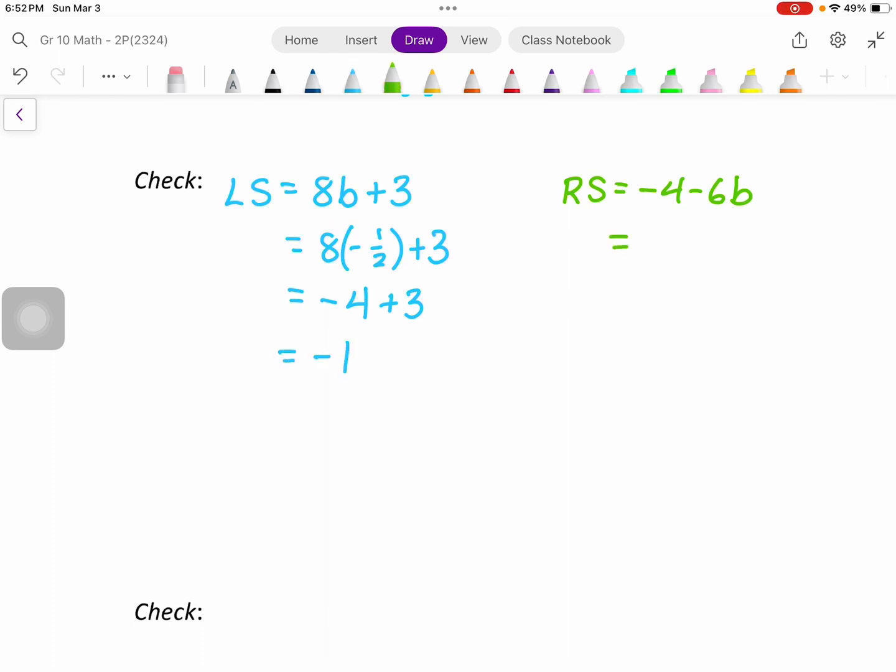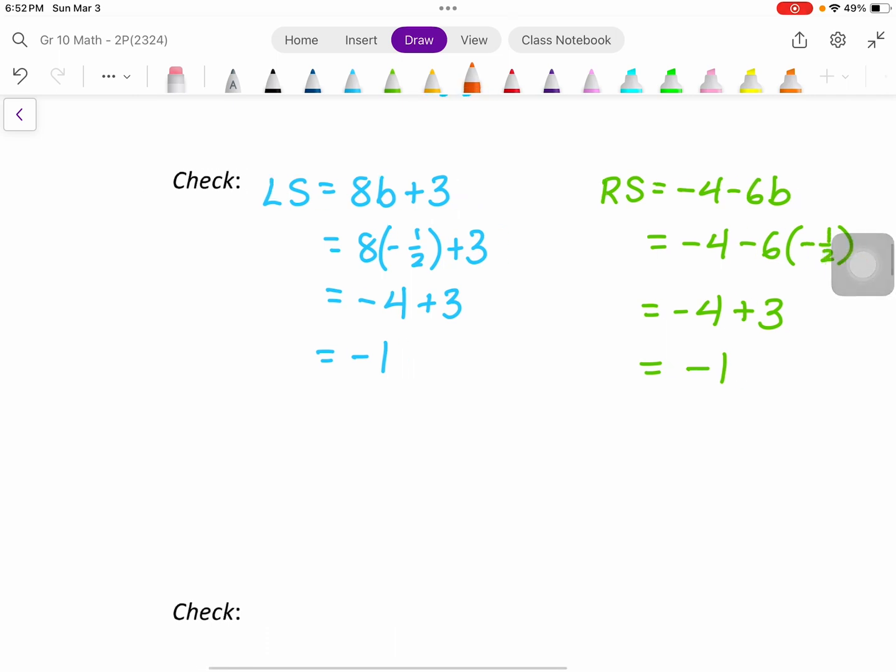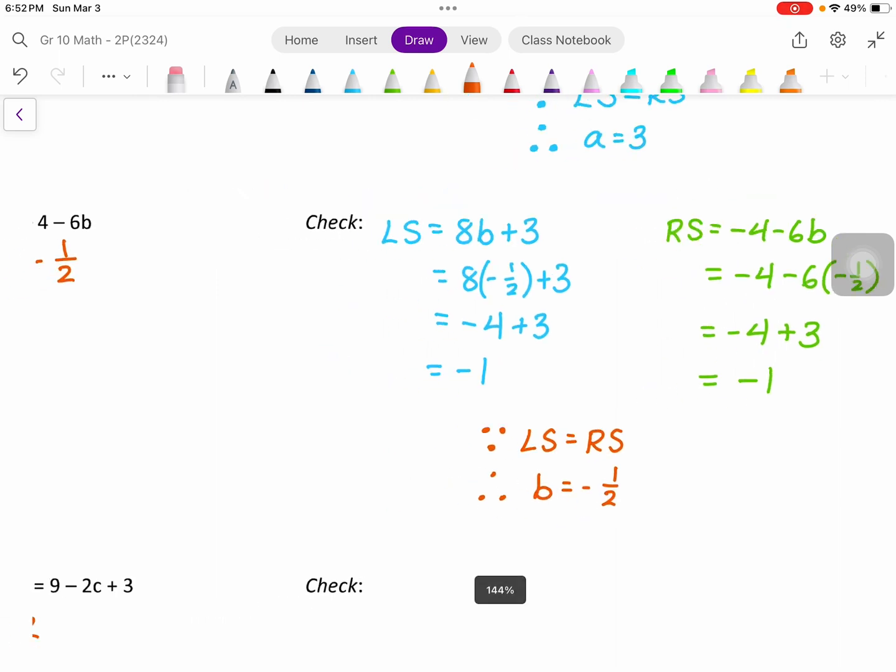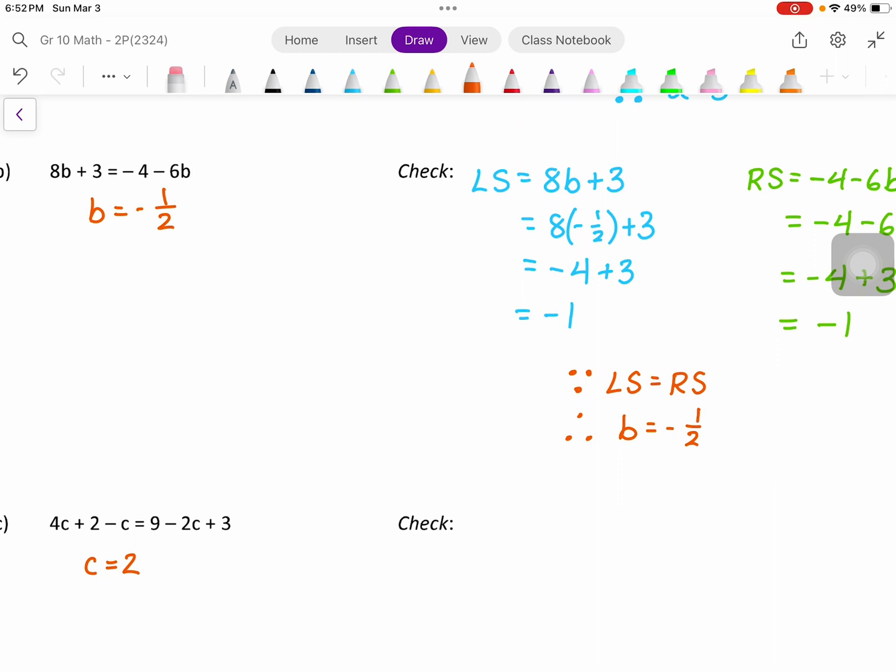For the right side, we have negative 4 subtract 6 times negative 1/2. So negative 4. Now here we have a negative multiplied by a negative. That's going to become a positive. And half of 6 is equal to 3. Negative 4 plus 3 equals negative 1. So once again, since left side equals right side, therefore b equals negative 1/2. So this just confirms for us that our solution is correct.